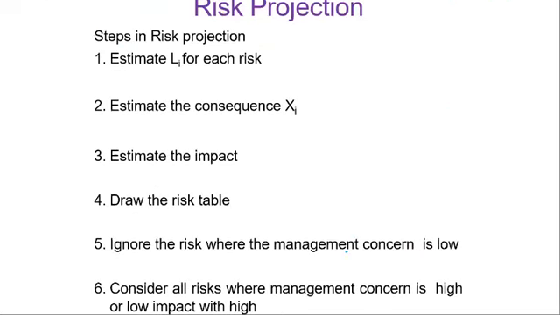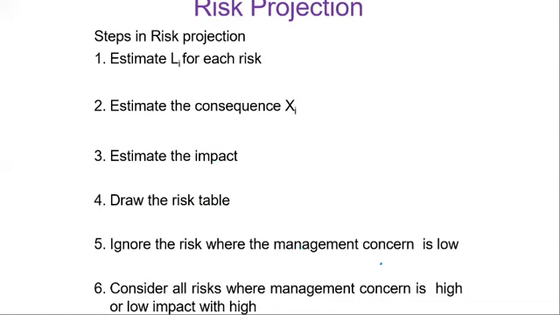Then next, within risk prediction, there are a few steps involved. Estimate the likelihood of that risk, that is, what is the worst effect that this risk can have. Then estimate the consequences. As risk is likelihood into consequences, you need to have an estimate of both of them. Then you're going to estimate the impact of the risk: how much it is going to affect, what different assets it can affect, how much information can be compromised, what effect it is going to have upon the name of the company. Then you need to make a risk table.